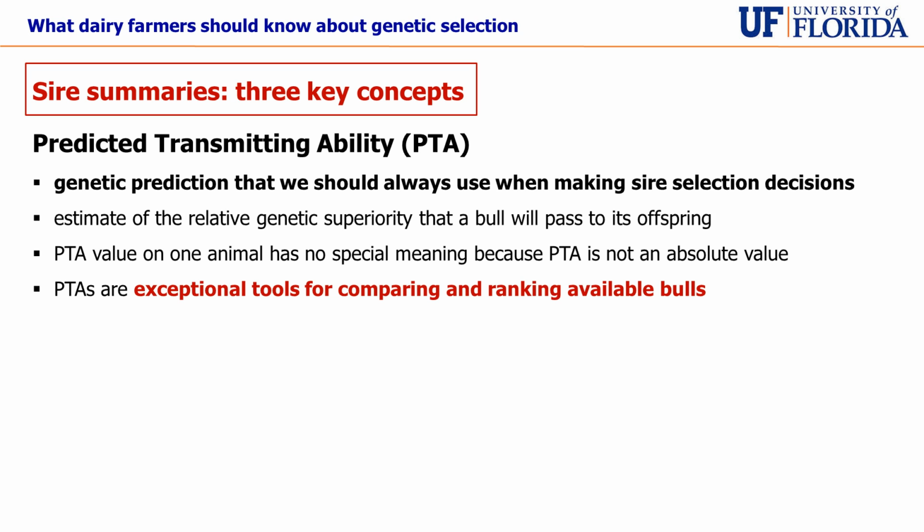So we know about PTA, predicted transmitting ability. It's the genetic prediction that we should always use to select our sires. It's an estimate of the relative genetic superiority that a bull will pass to its offspring. Interestingly, the PTA value of the animal has no special meaning per se, because it's not an absolute value. It's a deviation from a mean. But PTAs are exceptional tools for comparing and ranking available bulls.